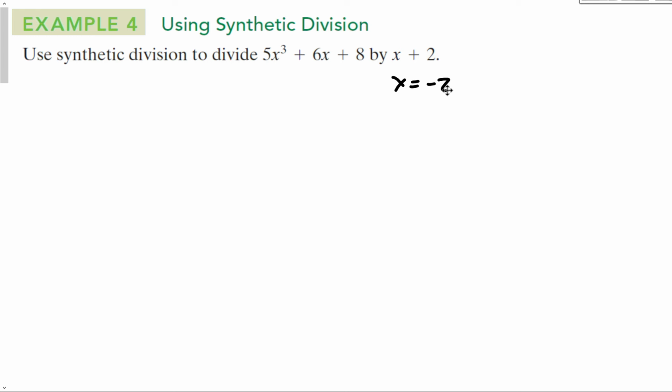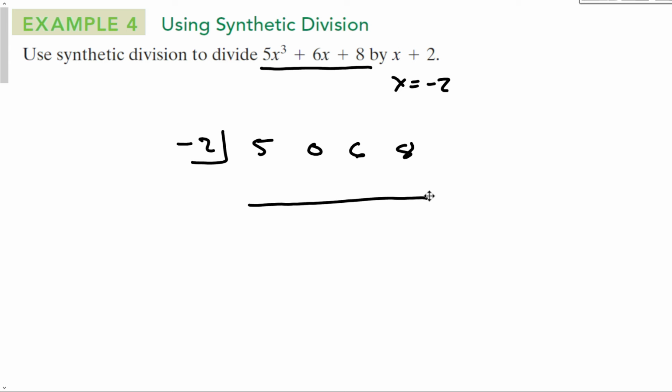So we take negative 2, we put it in our little box. Then we take the coefficients here. But if I do that, I'm going to get this wrong, because you must include any missing zeros, especially when you're using synthetic division. You have to make sure you include the missing zeros. So we have 5x to the third, we're going to have a 0x squared, we're going to have a 6x, we're going to have an 8. Draw a line. Leave some space. That's my setup for synthetic division.